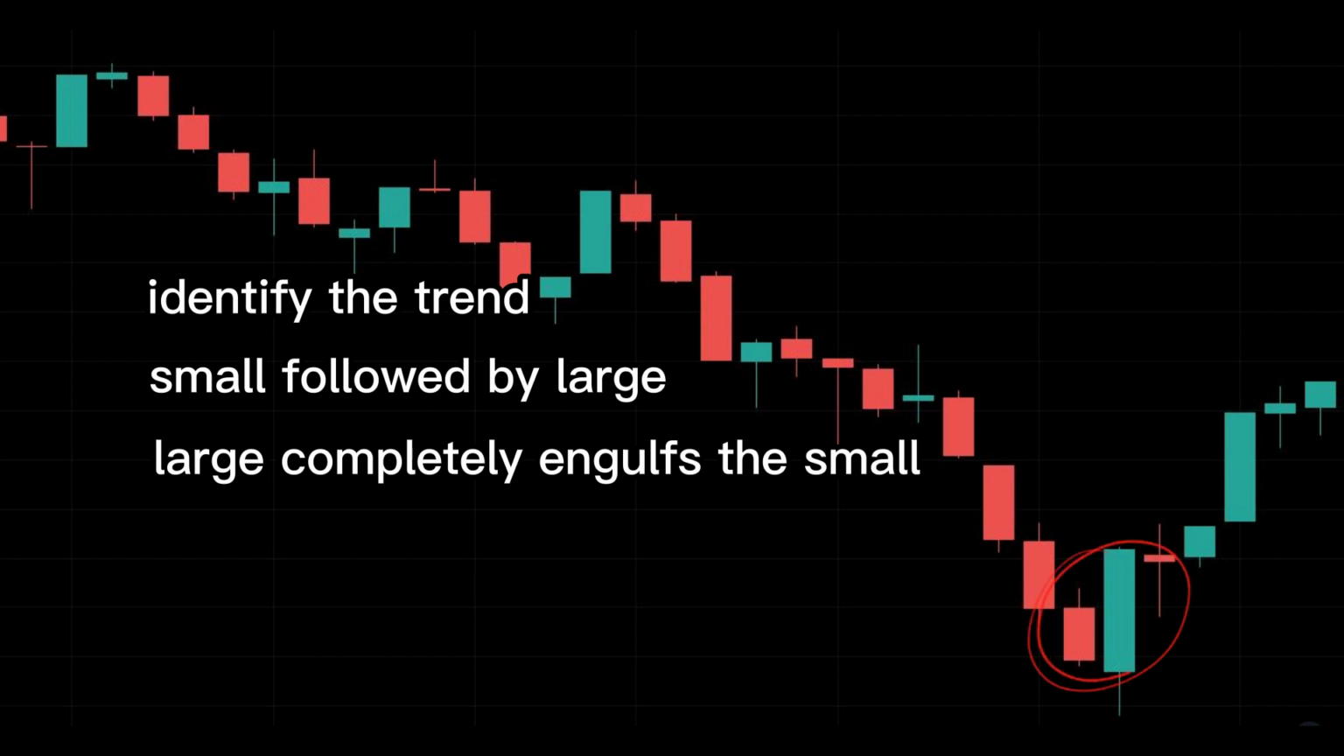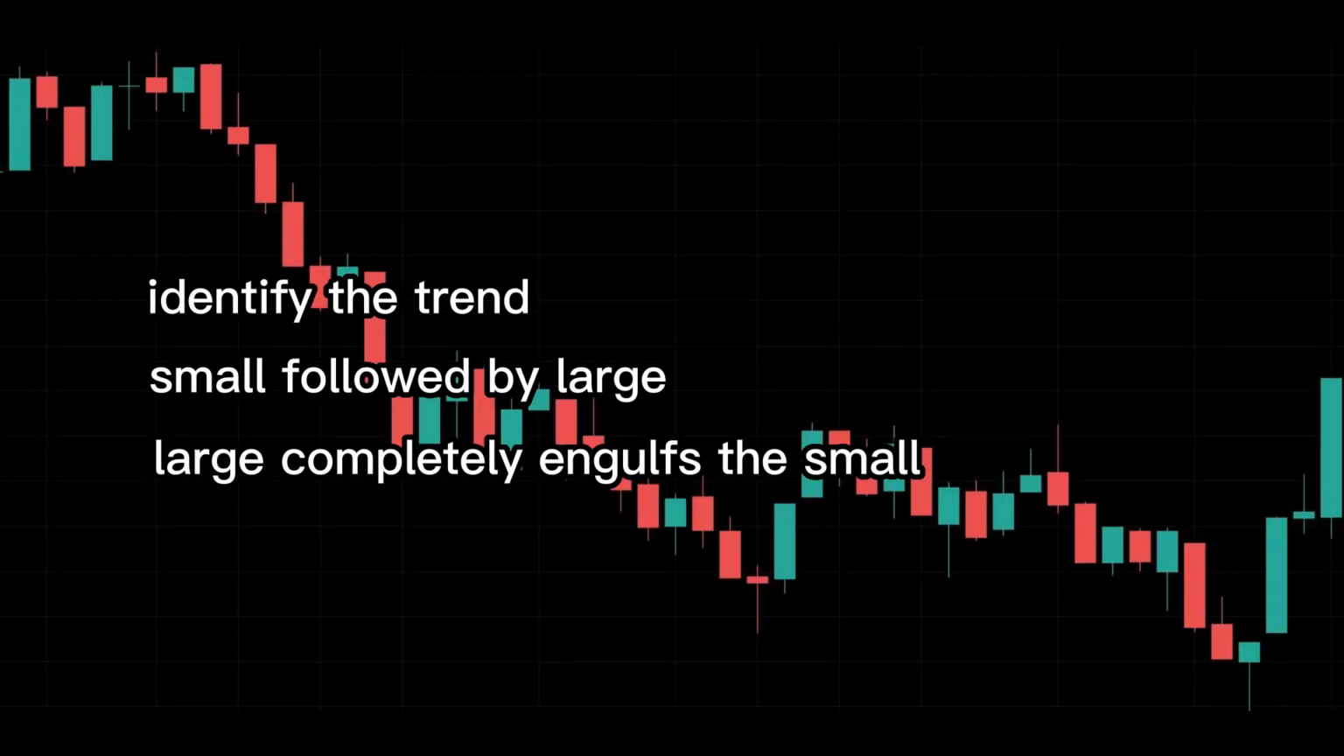Step 4. If the larger candlestick is green and engulfs the previous red candlestick, it's a bullish engulfing pattern. If the larger candlestick is red and engulfs the previous green candlestick, it's a bearish engulfing pattern.